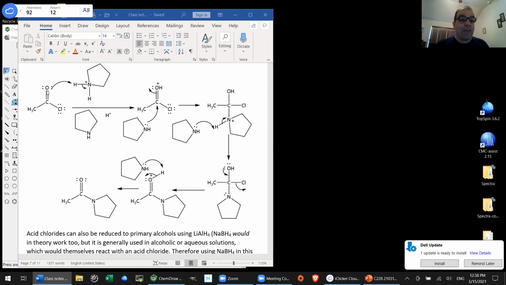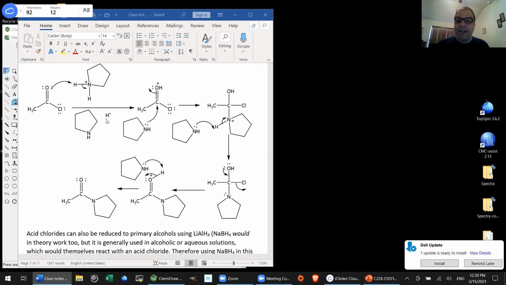So first we protonate that oxygen, and the way to know what to use as the proton source is by looking at what you're given. Under acidic conditions, you want to use the conjugate acid of your solvent. And in this case, the solvent is essentially our pyrrolidine. So we'll use the conjugate acid, what we get when you add a proton to pyrrolidine.